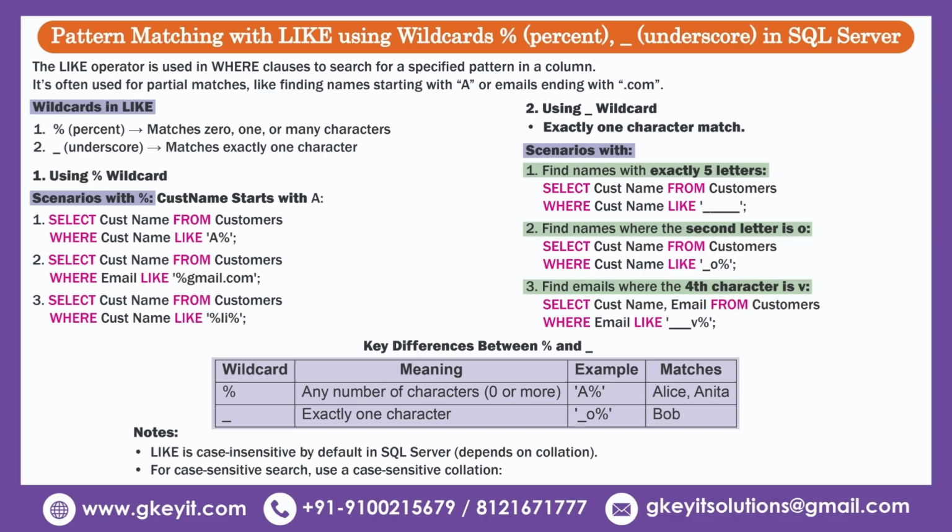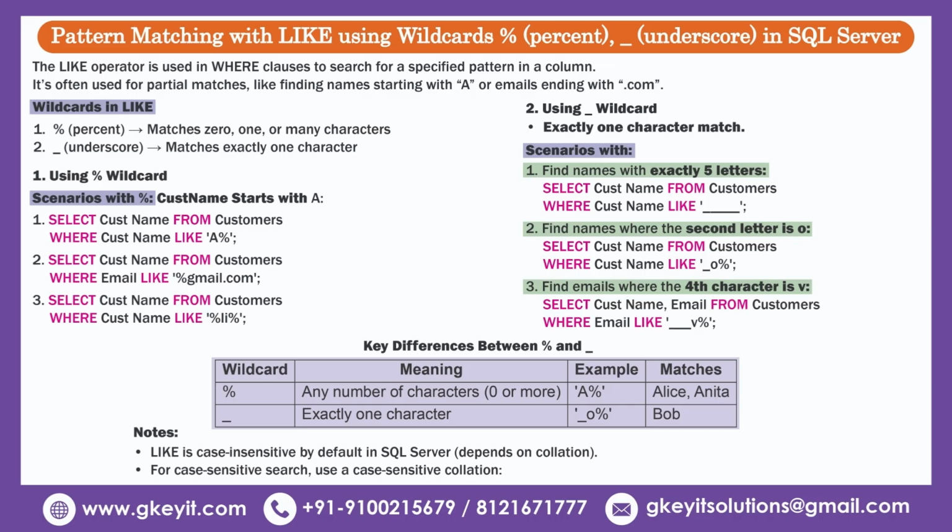Coming to the key differences, the wildcard character percentage means any number of characters, that is 0 or more. For example, A%, it starts with A and ends with whatever other characters are available. For example, Anita and Alice. These are the names which are fetched starting with A.